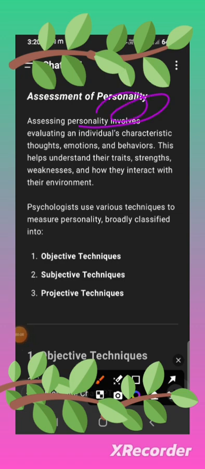Assessment of personality. Personality assessment is the process of measuring and evaluating an individual's characteristics, patterns of thinking, feelings, and behaviors. It helps psychologists, educators, and employers understand a person's temperament, motivation, strengths, weaknesses, and emotional responses. There are three main types of personality assessment techniques.